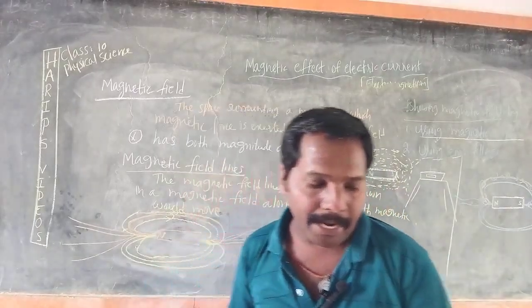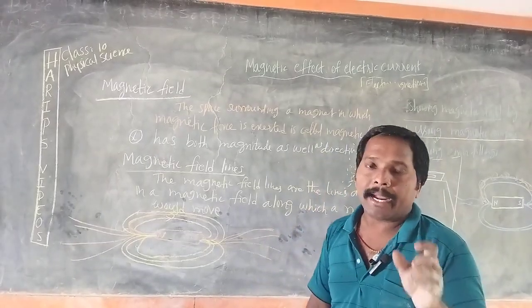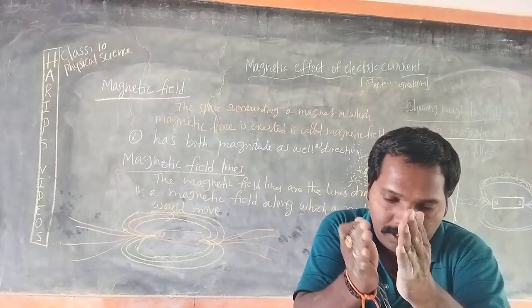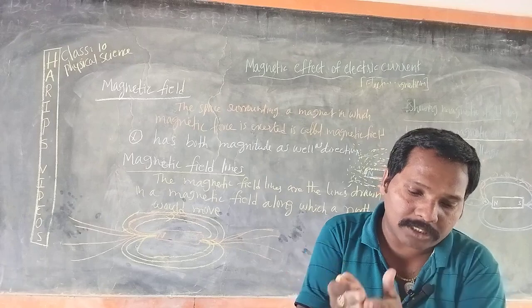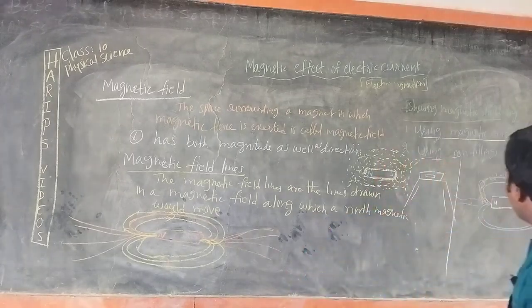The strength of the magnetic field is indicated by the degree of closeness of the field lines. Where the field lines are closest together, the magnetic field is strongest.